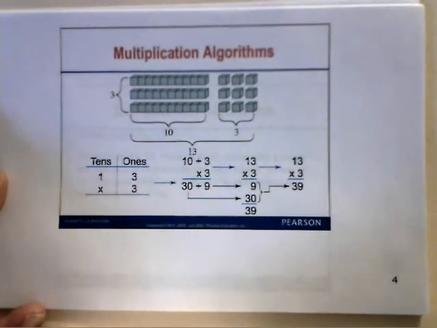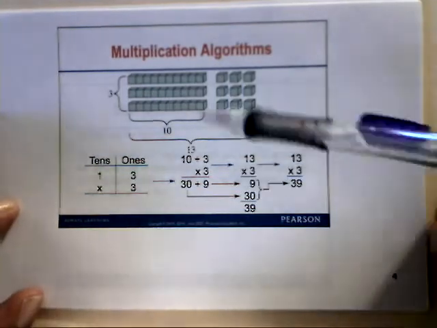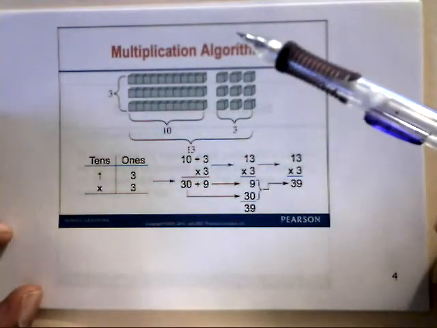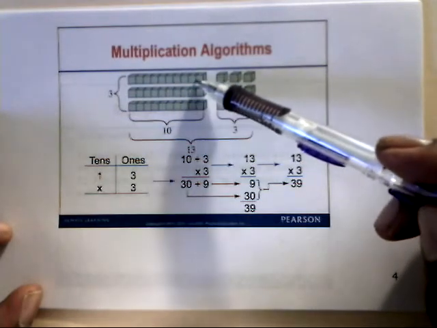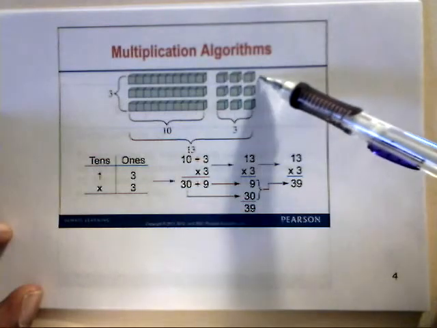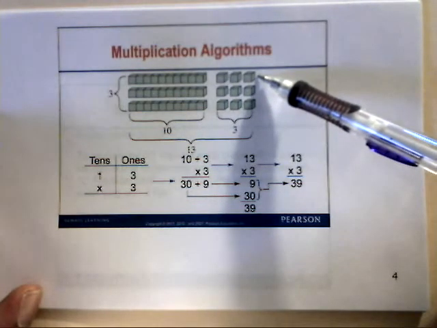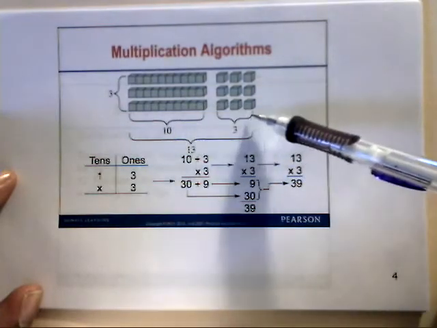Let's look at the multiplication algorithm here. Let's say we have 13 times 3. Using a concrete model, 13 is this, 1 flat, 1 long, and 3 units. But we're doing this 3 times, so now you got this pattern 3 times.